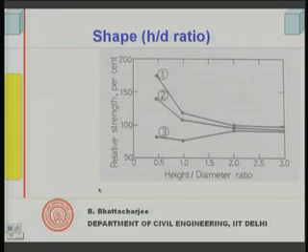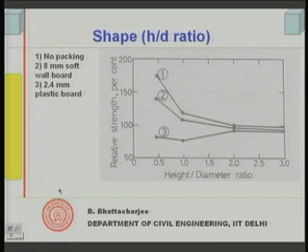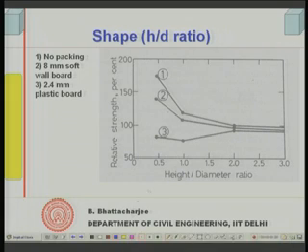This was further confirmed by putting packing: 8 millimeter soft wall board, and then 2.4 millimeter plastic board. With plastic, which is very soft, you practically don't have Platen effect, and it gave no effect of the H by D ratio. So, the lowering of the strength with H by D ratio is again due to Platen effect.